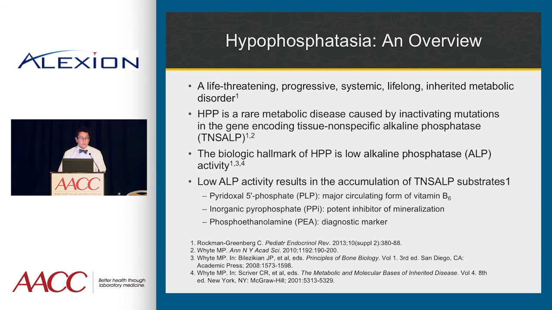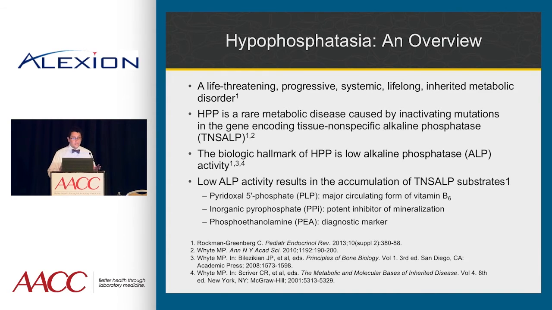And then we'll also talk about, once you understand the pathophysiology of what the enzyme does, how do you make the diagnosis? Obviously, you're going to have low levels of the product of the enzyme, but you're going to see buildup of the substrates. And we'll talk about PLP, which is vitamin B6, another thing that's fairly simple to measure, and then some of the less easily measured stuff, especially urinary PEA, as helping to confirm the diagnosis of HPP.